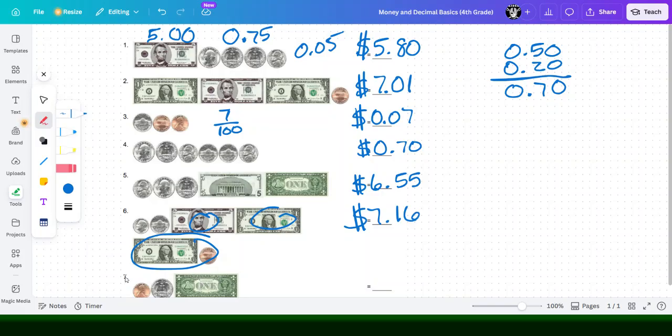The final one, number 7, I've got $1, so that goes in the whole numbers, and then I've got 25 cents for the quarter and one more, so that's going to be $1.26. So don't forget when you are doing money that the dollar is the whole number, the quarter is 25 cents, 0.25. The dime is 0.10. The nickel is 0.05. And the penny is 0.01.